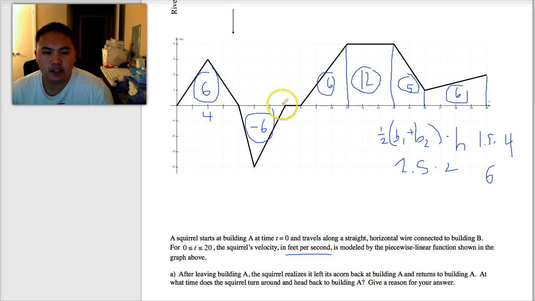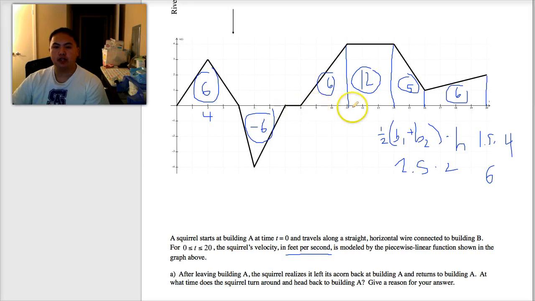So right here, at 7 seconds, he is back at building A, right? So anything afterwards, since it's all positive, is telling me how far he's been going. If he went 6 feet far, then came back 6 feet, at this point he's at 0 again, or he's starting at building A again. So anything here is all walking forward or running forward past building A.